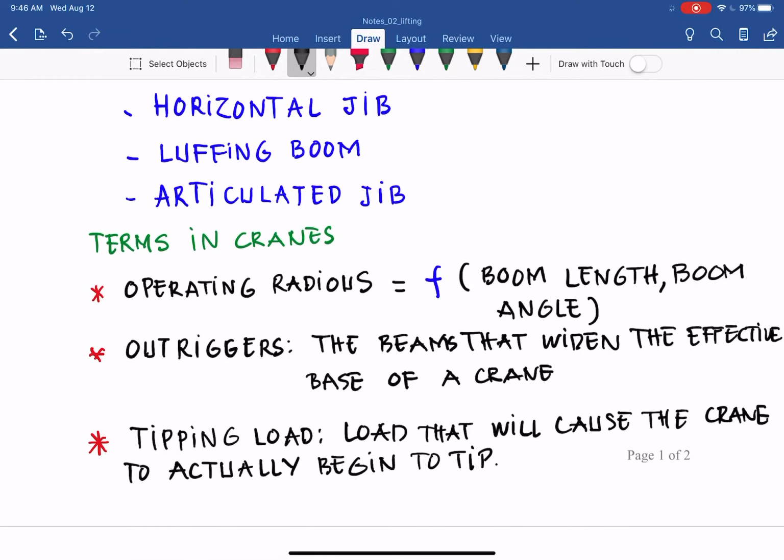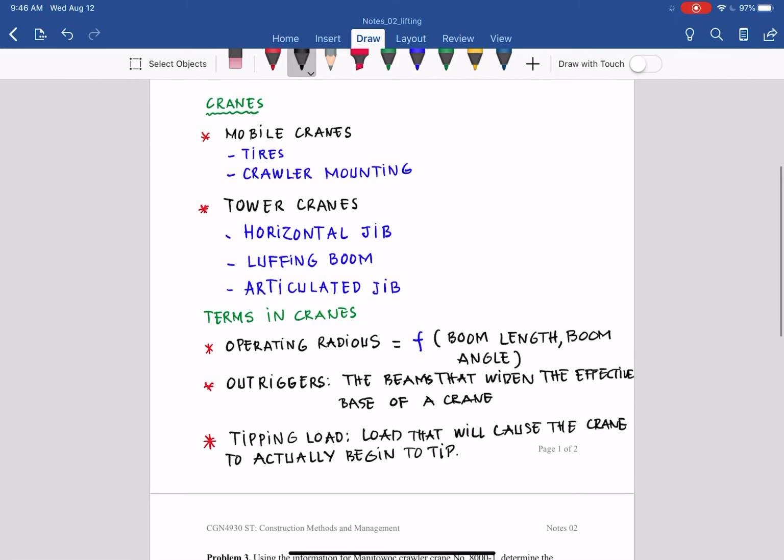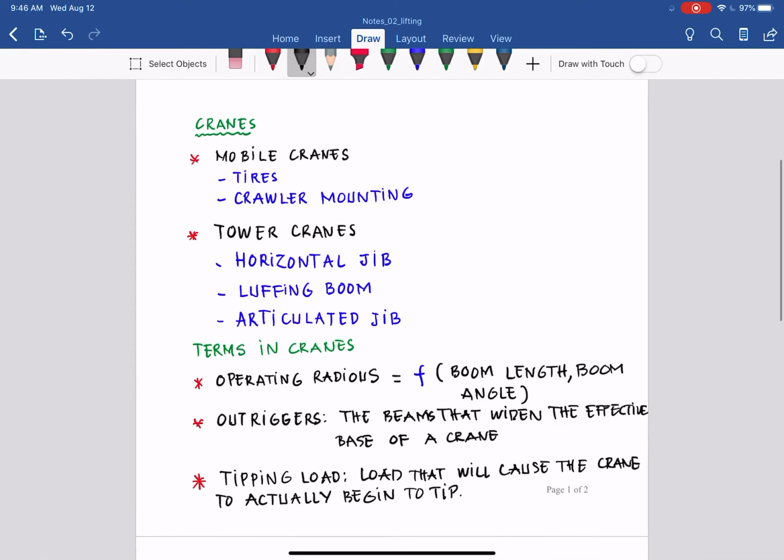So those are the key concepts of cranes, and in the next video, the last video for this lesson, I will discuss and apply this for problem 3.